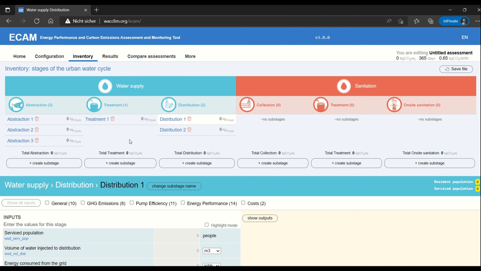In the results section, they are then lumped together. So abstraction is seen as one contribution to GHG emissions, as well as treatment and distribution and the other stages.